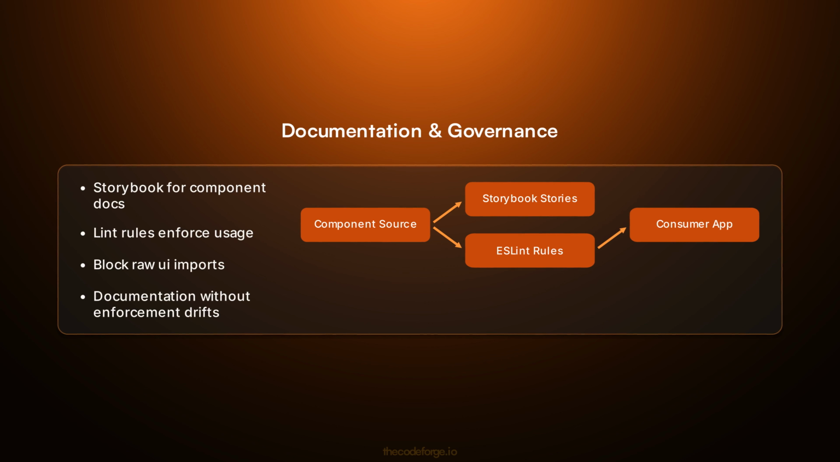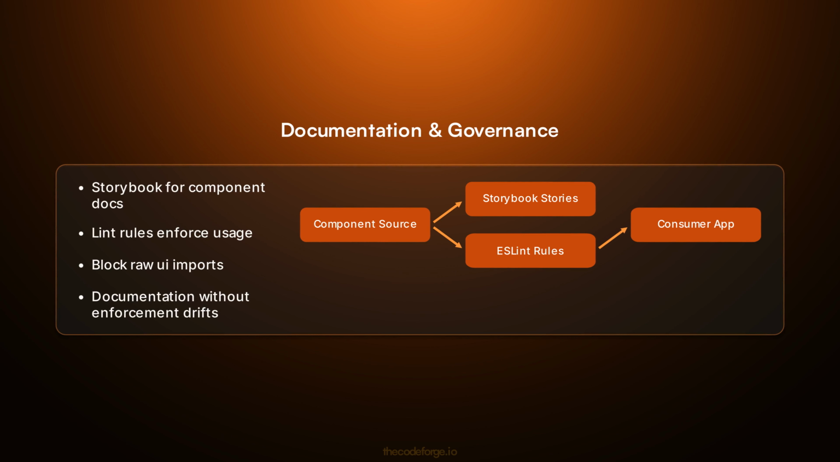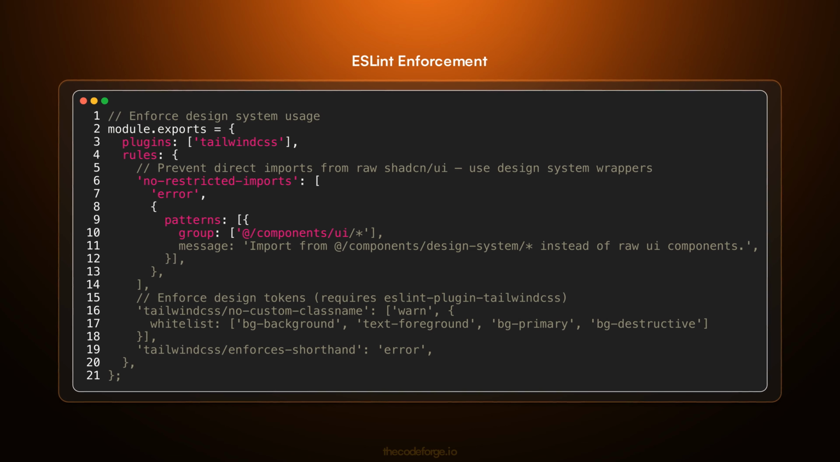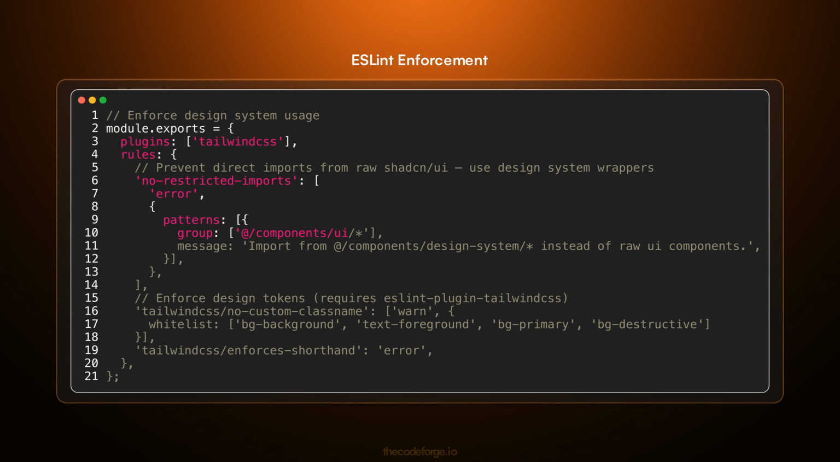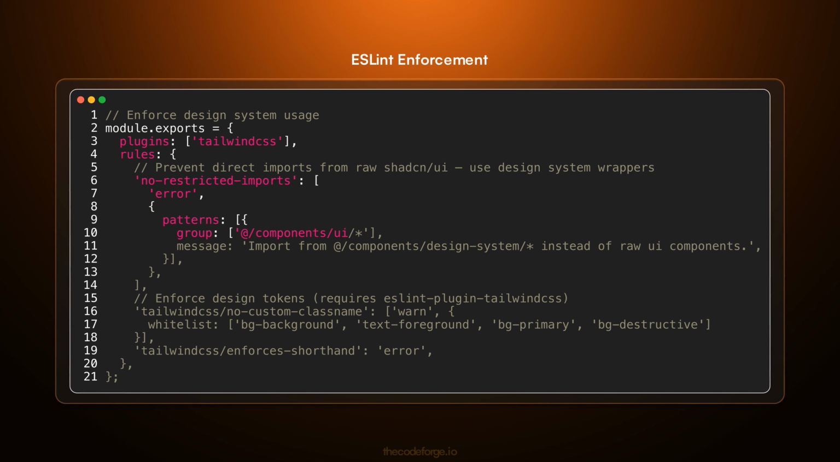Documentation tells teams what to do. Lint rules prevent them from doing the wrong thing. Use eslint-plugin-tailwindcss to ban arbitrary color classes and restrict imports to design system wrappers. These ESLint rules block direct imports from raw shadcn/ui components and warn when developers use arbitrary Tailwind classes instead of design tokens. This forces teams through your design system's API surface.